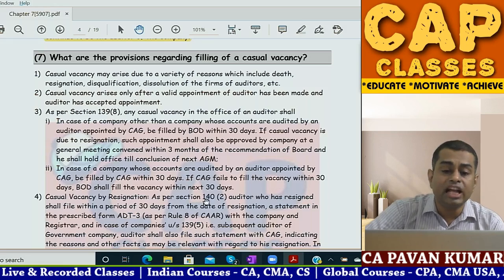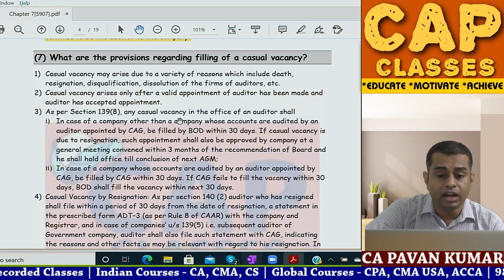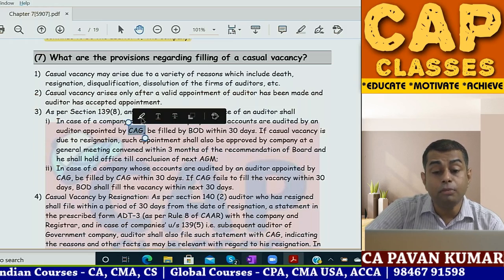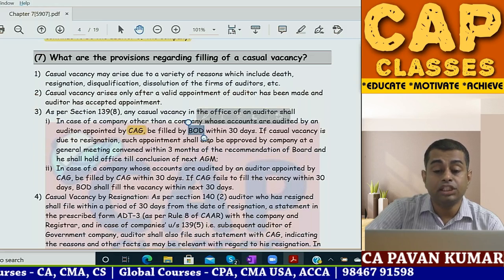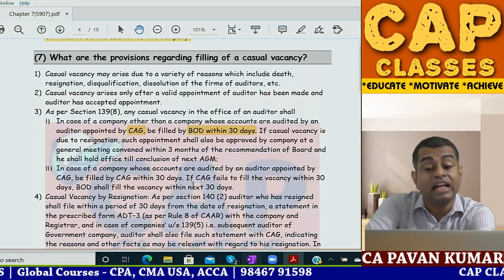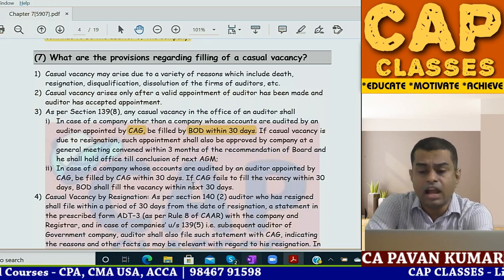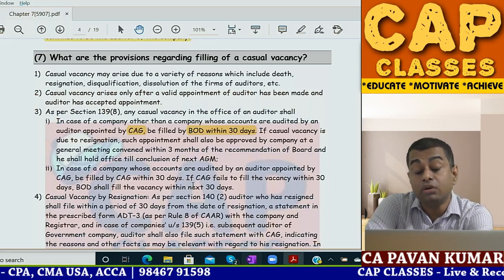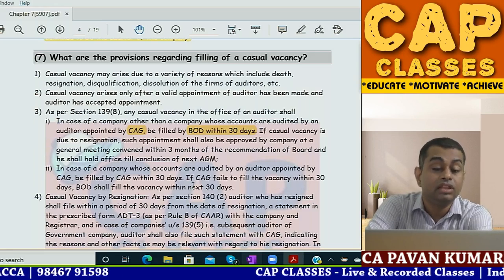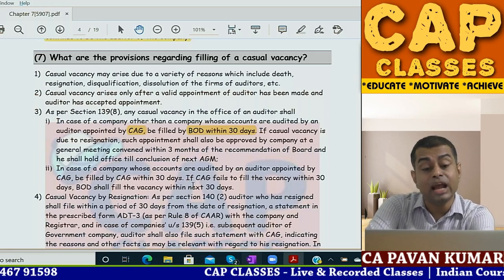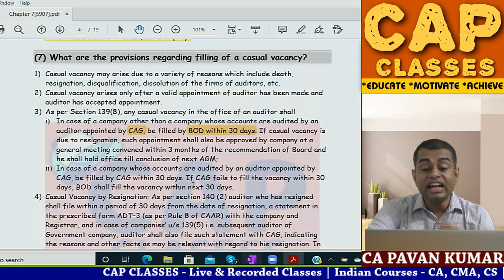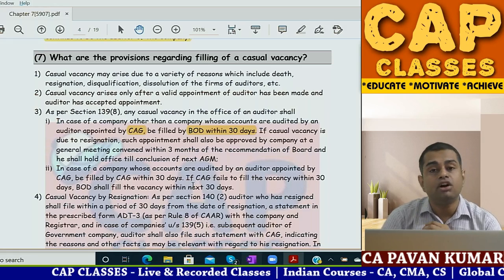Okay. Now, who will fill the casual vacancy? See, like this. First, the auditor of a company other than a government company: the board of directors within 30 days will appoint. What if the original appointment was by C&AG? That means a government company. C&AG will fill within 30 days. If C&AG fails, then the board of directors will appoint the casual vacancy auditor in 30 days.